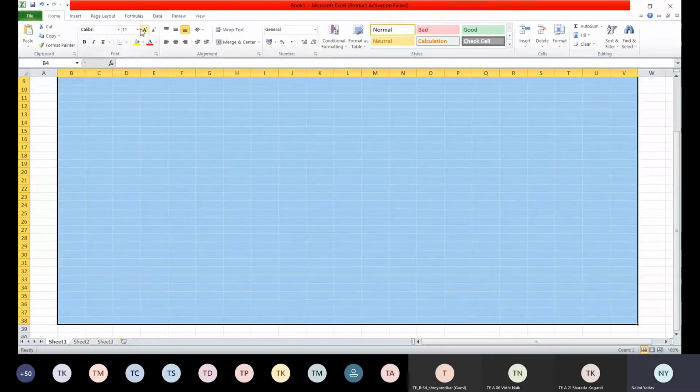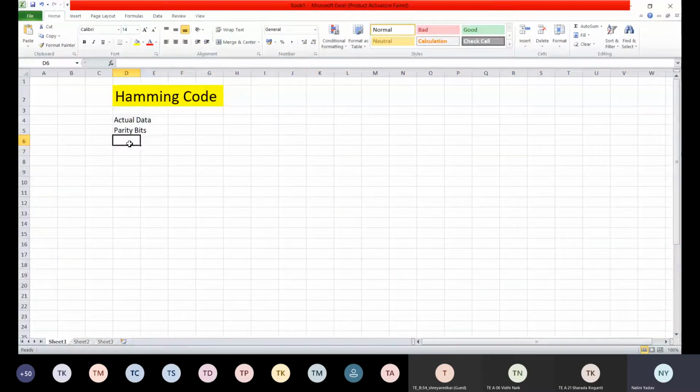I will just increase the font so things will be easier. So we are transmitting actual data and parity bits, right? Data and parity bits are placed at special locations in the data stream. What do you mean by spatial location? I will be explaining this soon. So we are placing data and parity bits at a spatial location for the Hamming code.